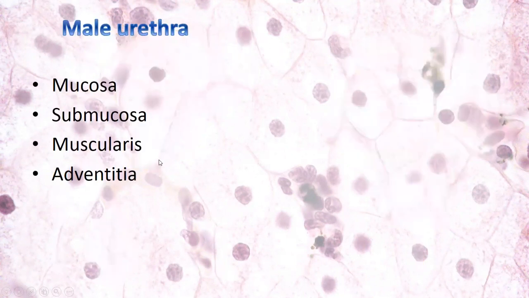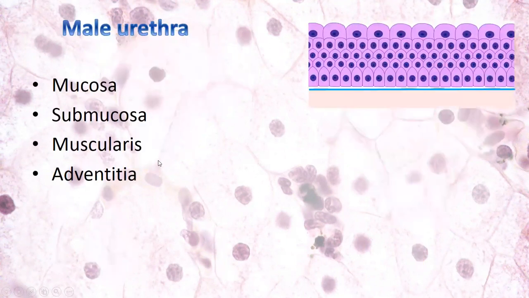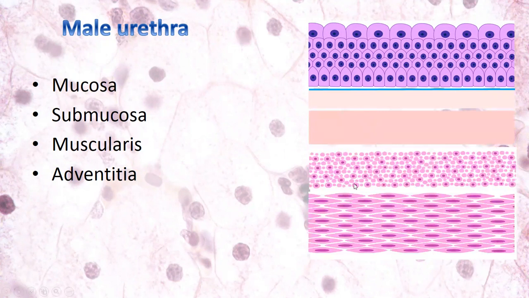So the male urethra has four layers. It's mucosa with transitional epithelium in initial portions, and it transits into stratified squamous non-keratinized epithelium. Then submucosa, muscularis, and adventitia: four layers which are similar to the organs of the urinary system.